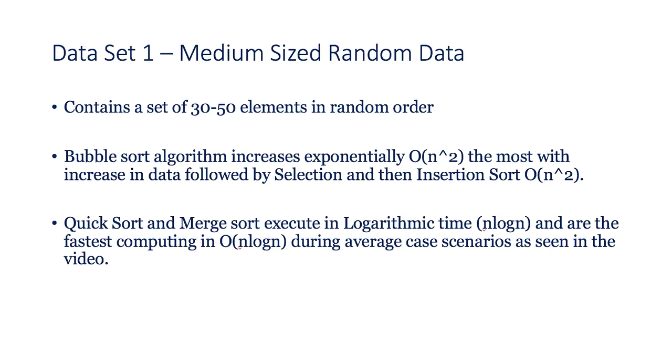I'm going to use two data sets. The first data set is a medium-sized random data set. It contains a set of 30 to 50 elements. As we see in the animation, the bubble sort algorithm increases exponentially and takes really long, whereas quick and merge sort execute relatively very fast.